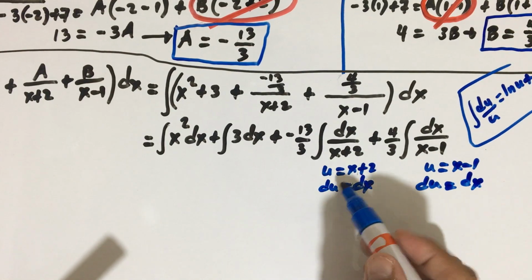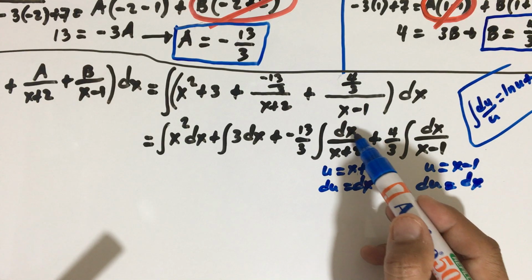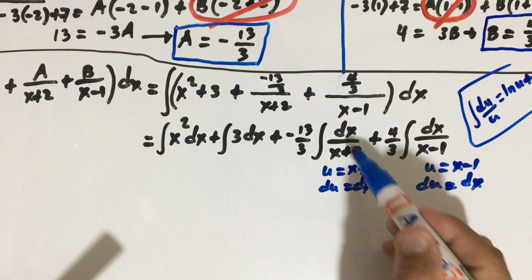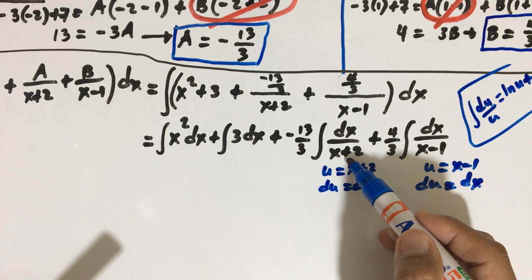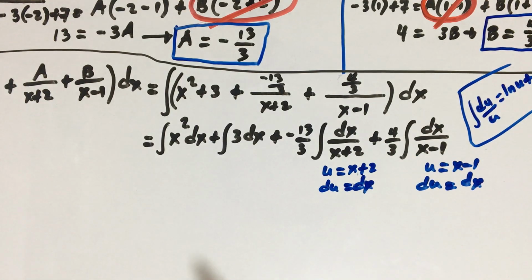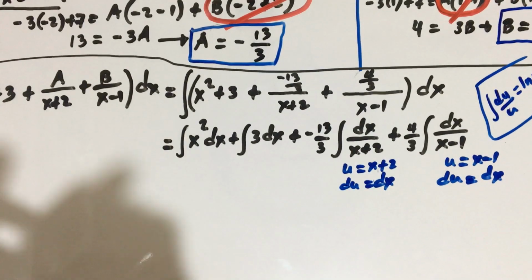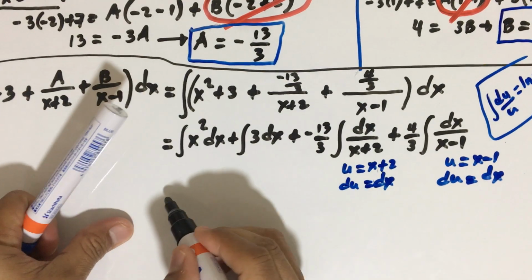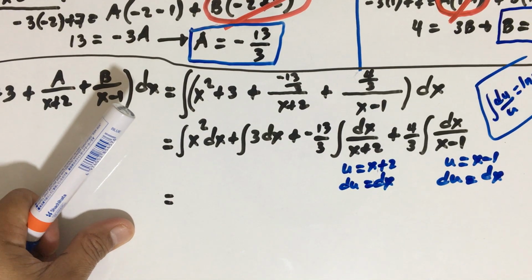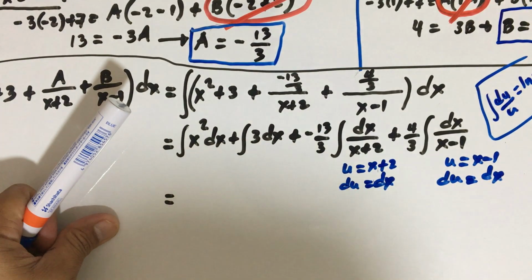So when you do the substitution, we'll have the expression here, the integral of du, because our dx is equal to du, and we let this be equal to u. So we now have it in the form of du over u, and we can use the integral of du over u is equal to ln u plus c. And here, integrating the first term, we use the power rule, the power formula.